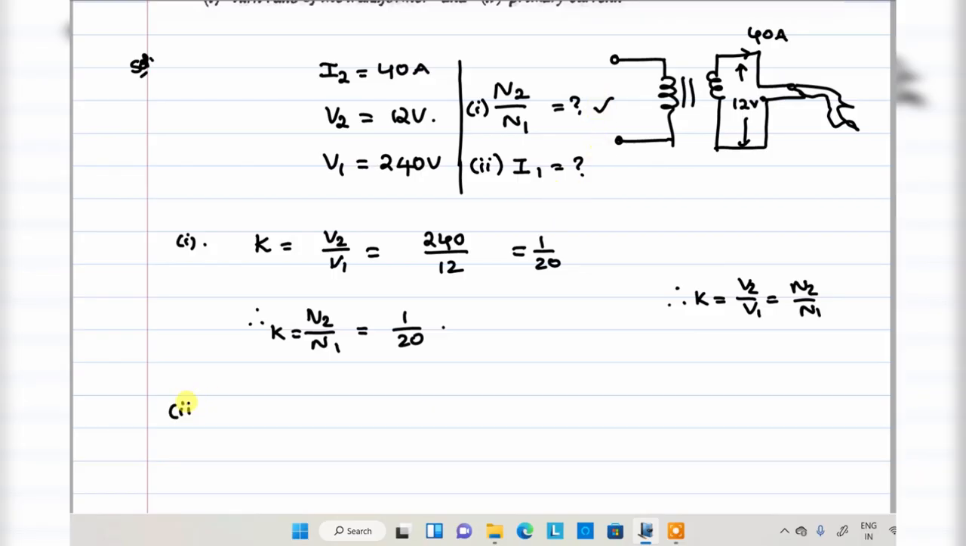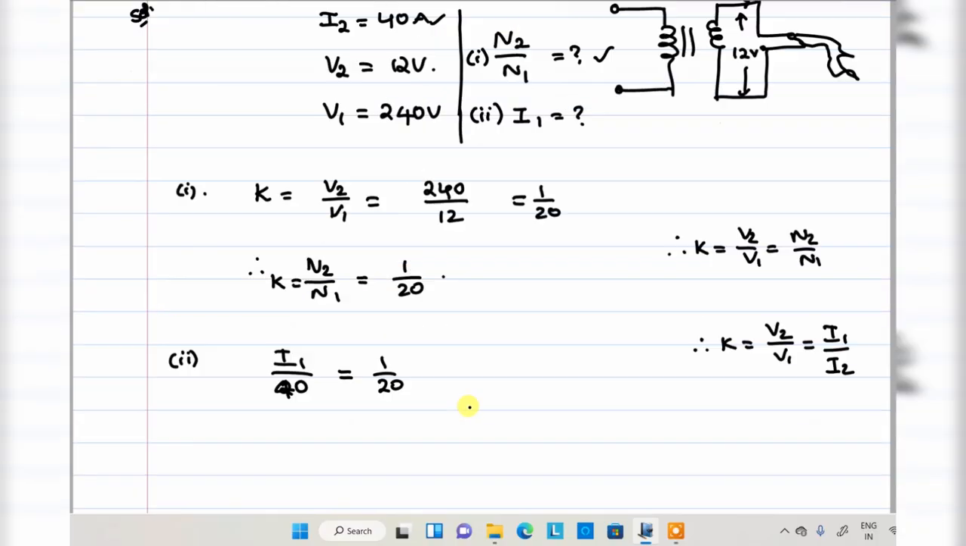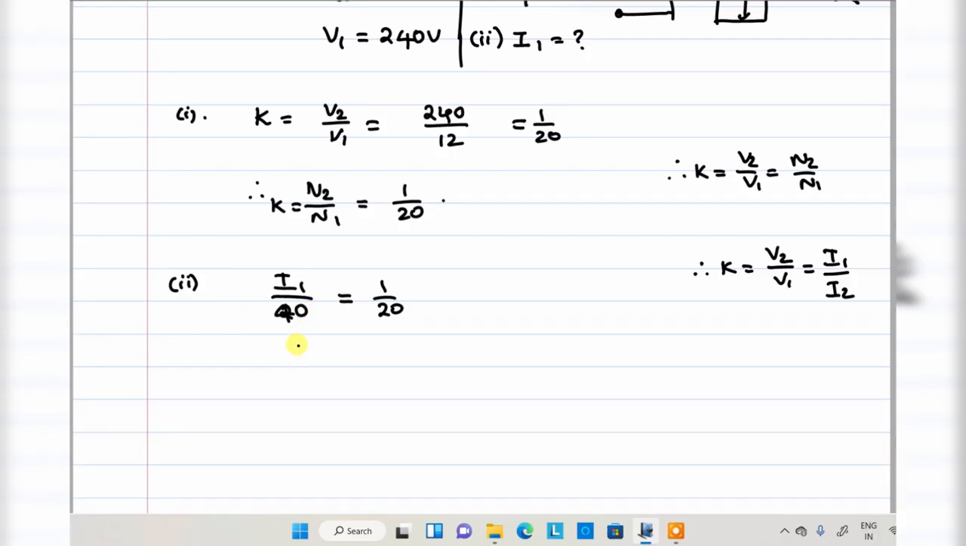Coming to the second, what is the formula? K is equal to V2 by V1 is equal to I1 by I2. K value is 1 by 20. You don't know the I1 value. The I2 value is 40 in the given data. So I1 is equal to I2 times K, that is, 40 by 20, which will be 2 amperes. Okay, these are the answers: 1 by 20 comma 2 amperes.